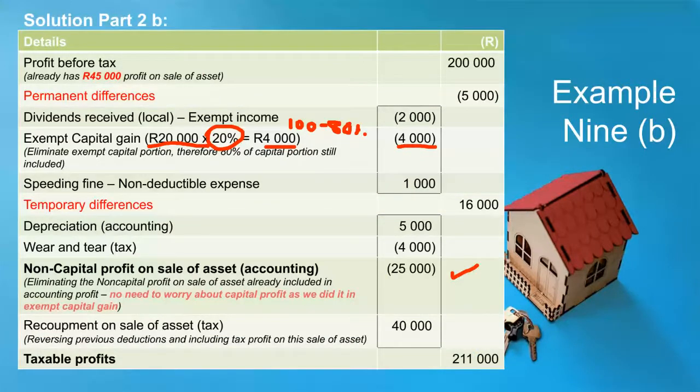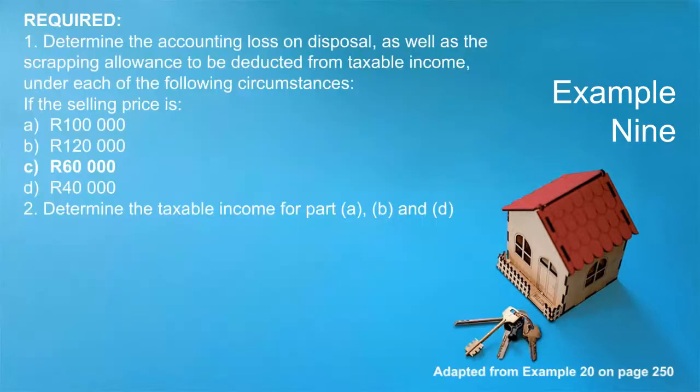And I say here, there's no need for us to worry about the other 20,000 because that's already been dealt with. There's no need for us to worry about the capital profit because it's already been dealt with. So in effect, we've removed the entire 45, which was the accounting profit, and we've replaced it by the 16 and the 40,000. Does everybody understand what we've done? Any questions? It seems like most of you have gotten it now.